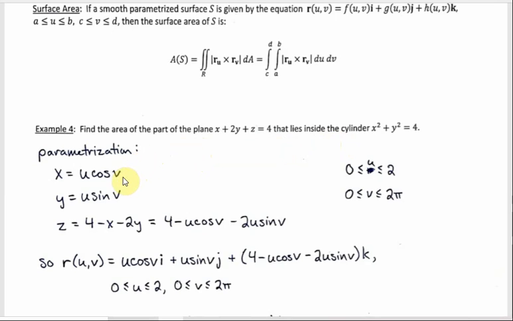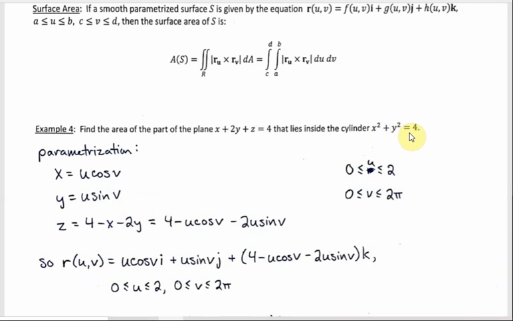So we say that x is u cosine v and y is u sine v, instead of r cosine theta and r sine theta, just so we avoid the r being two different things when we write out this part down here. So x and y are going to be that because of this here, right? Because of the x squared plus y squared equals 4.